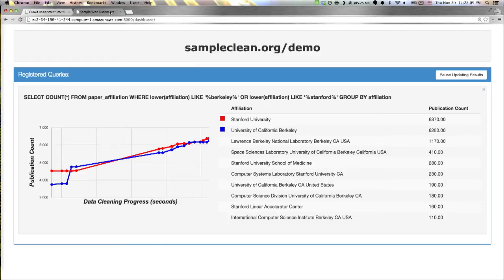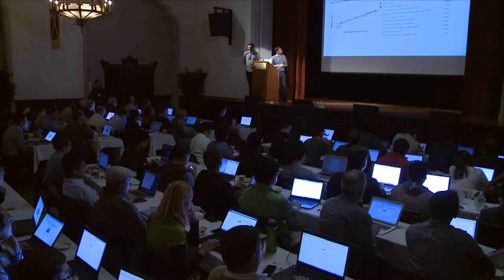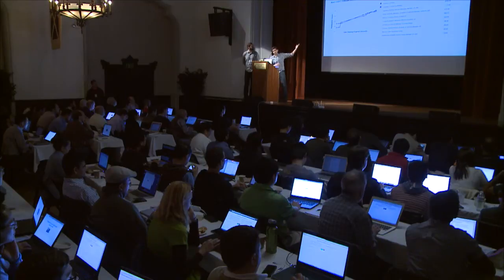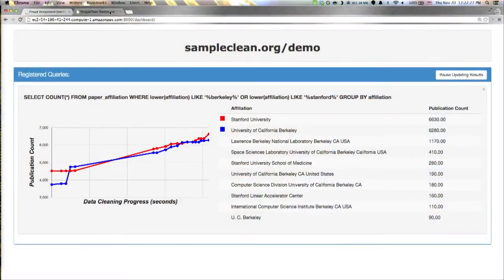So if there are multiple institutions, if they overlap in any way, then we consider them the same institution. As you can see, the changes have actually started leveling off, and this is kind of a general pattern. There are diminishing returns to data cleaning. And so I think this might be a good turning point to switch back to the talk.